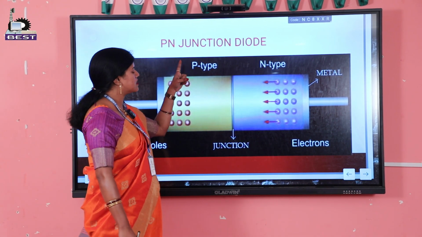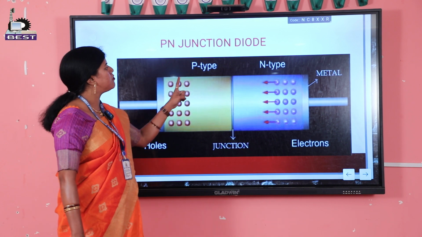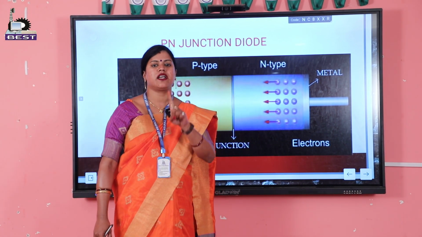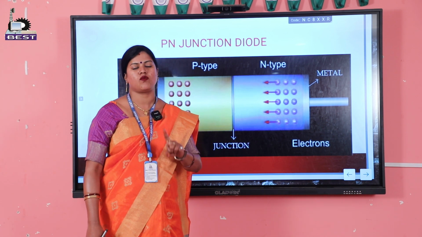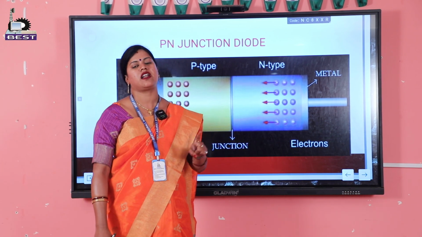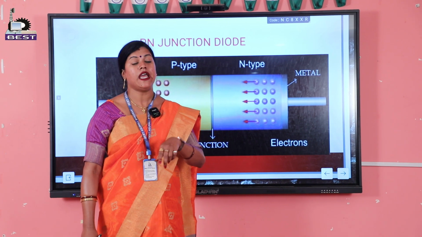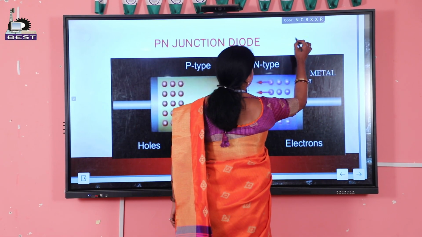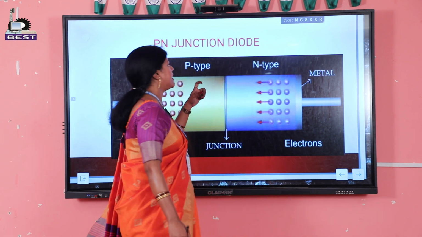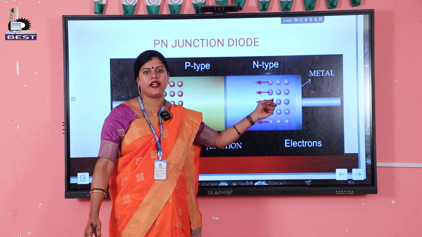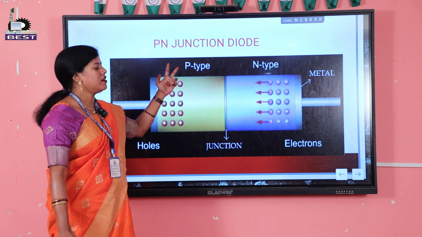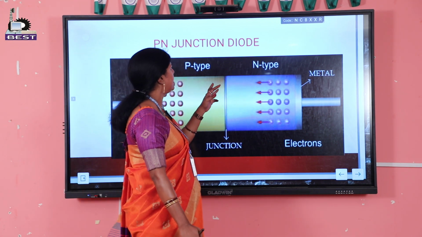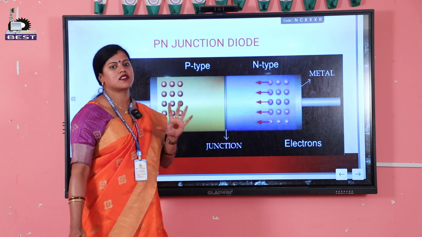In the case of the PN junction diode, we use two types of semiconducting material, that is P type and N type. First, semiconductors are classified into two types: one is intrinsic semiconductor, another is extrinsic semiconductor. Again, extrinsic semiconductor is classified into two types: one is P type, another is N type. How is the PN junction designed and how does it function? First, what is a PN junction diode?